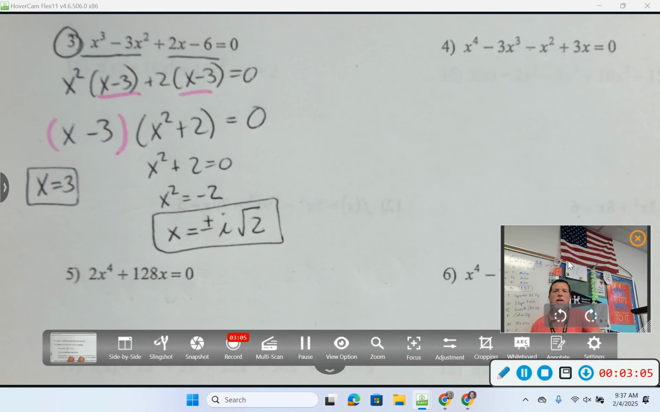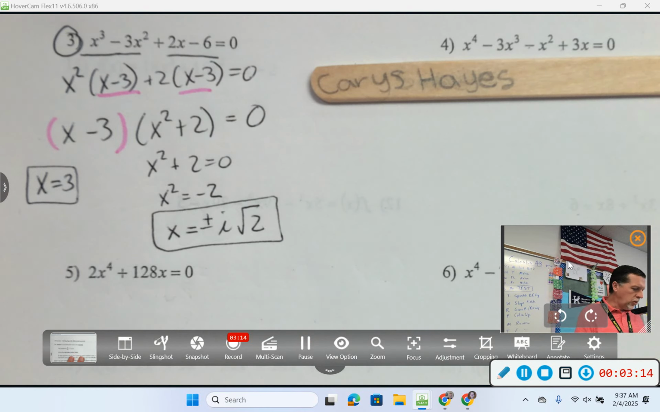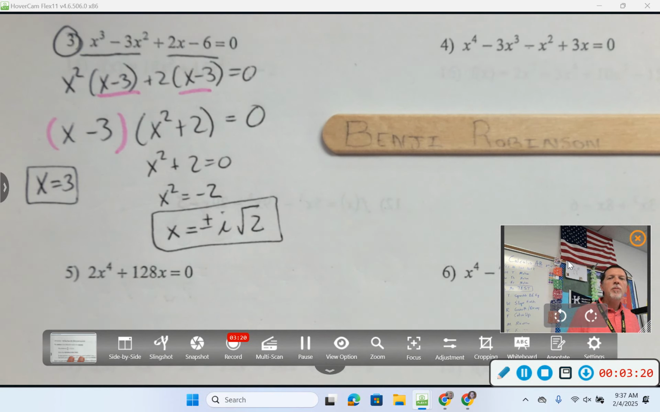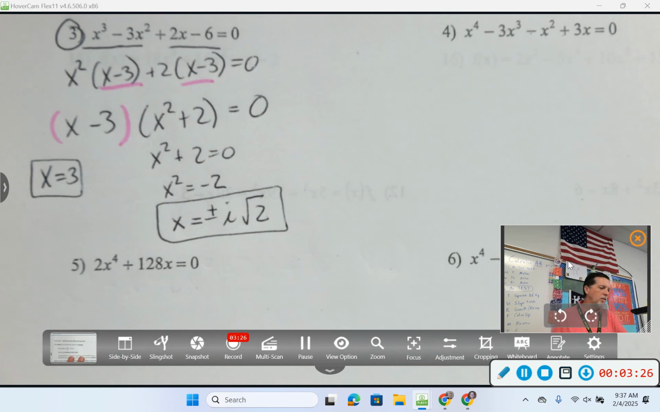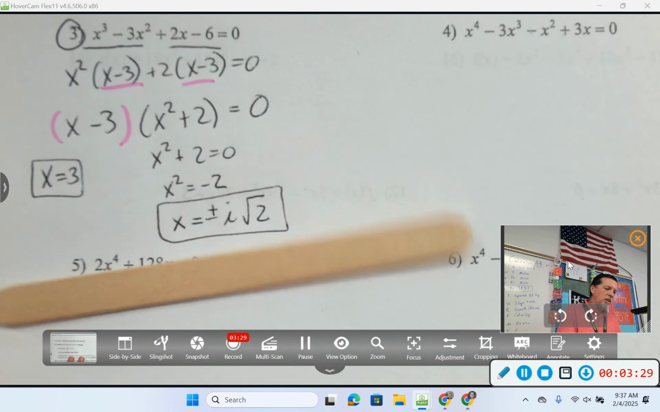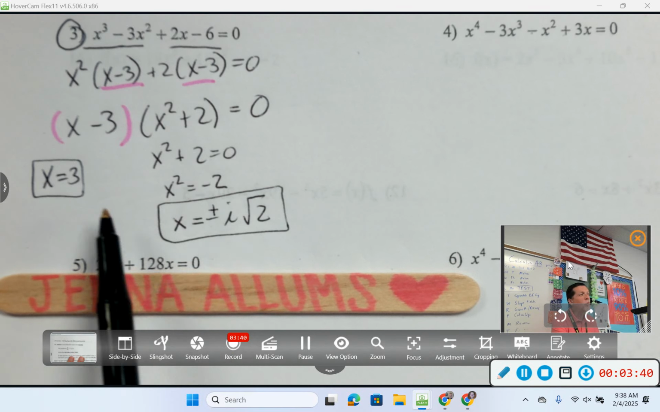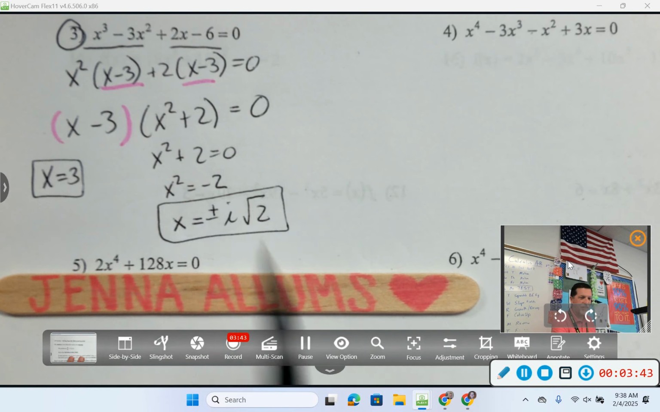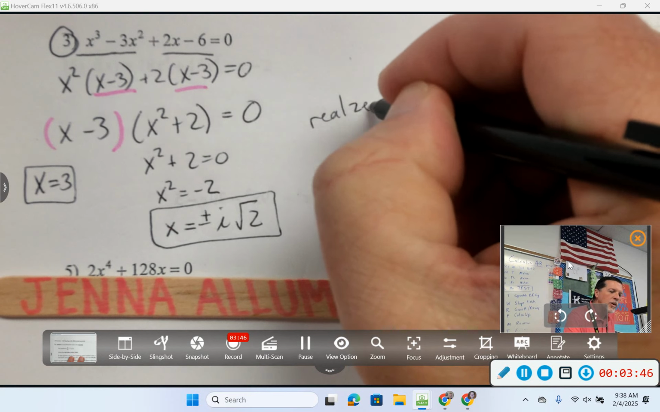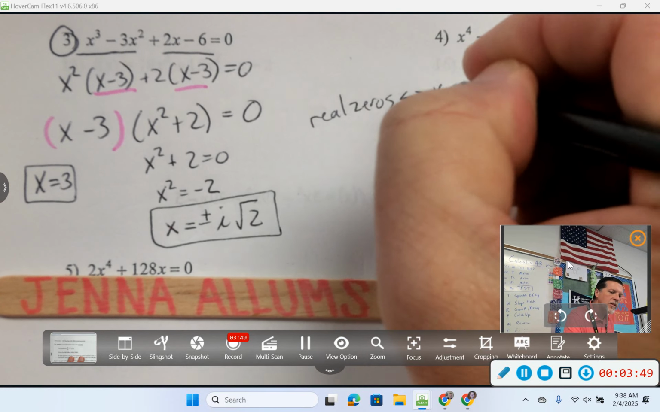Okay, question time related to that. Karis, how many total roots, how many total zeros does that thing have? 3 total zeros. Benji, how many real roots does it have? 1. And then one more question that I bet Jenna knows. How many x-intercepts would that have? 3. Well, 1, because only the real zeros are x-intercepts. So the real zeros, those show up as x-intercepts.